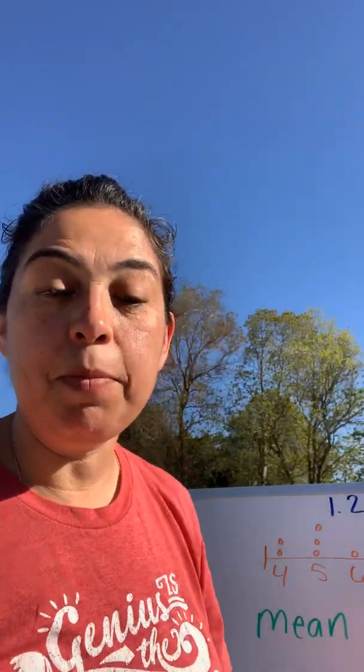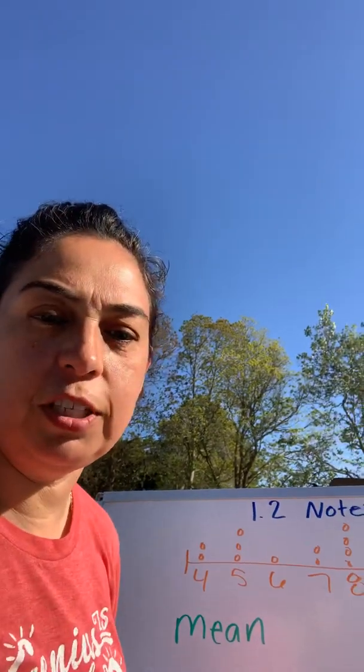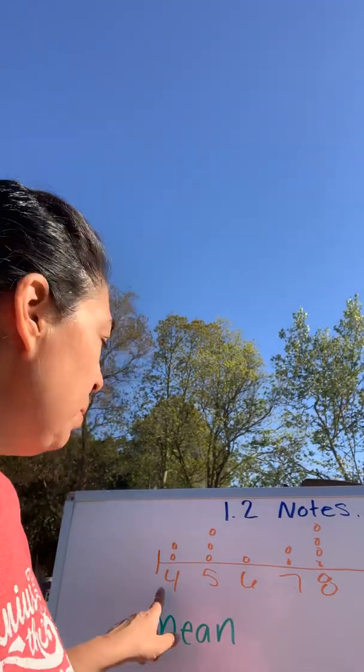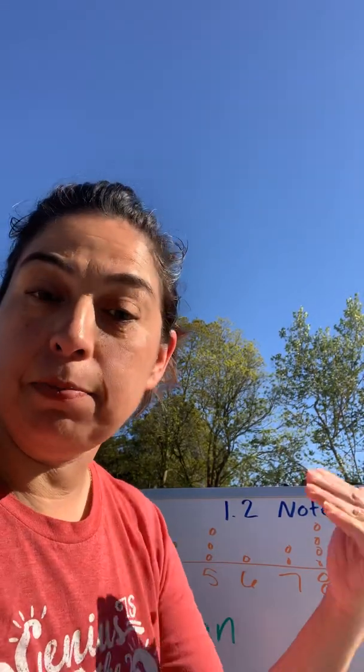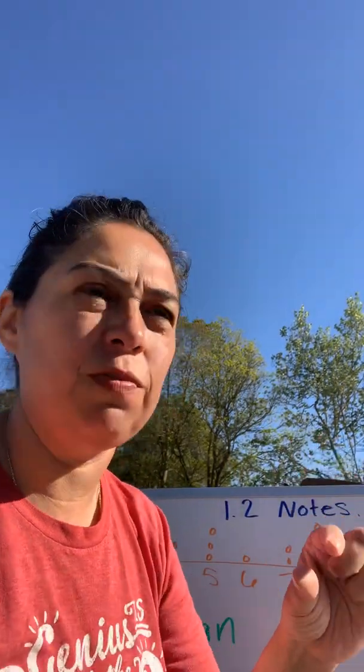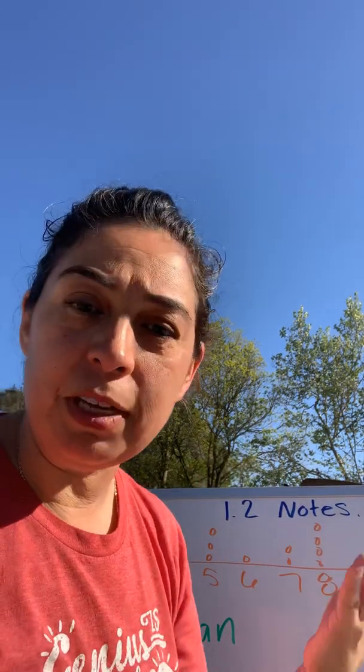So now we're going to go into some more vocabulary that you need to know. Mean, median, mode, minimum value, and maximum value. So first things first, minimum value. Up here you will see that I have just a small chart and it has a minimum value of 4. Mini means small, so minimum value is the smallest value. Maximum is the largest value.